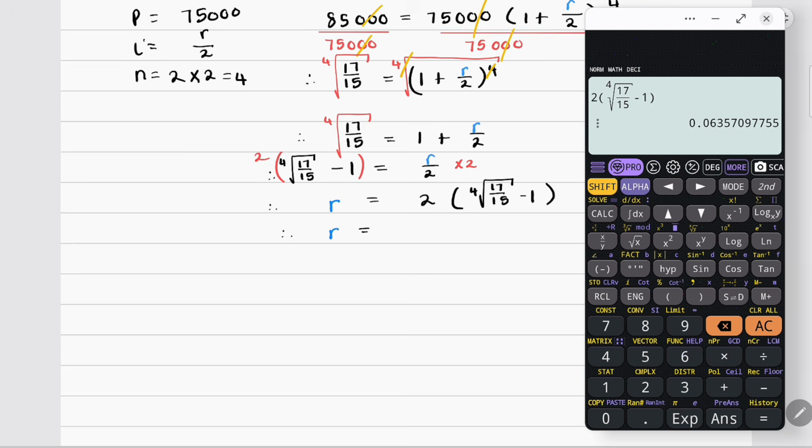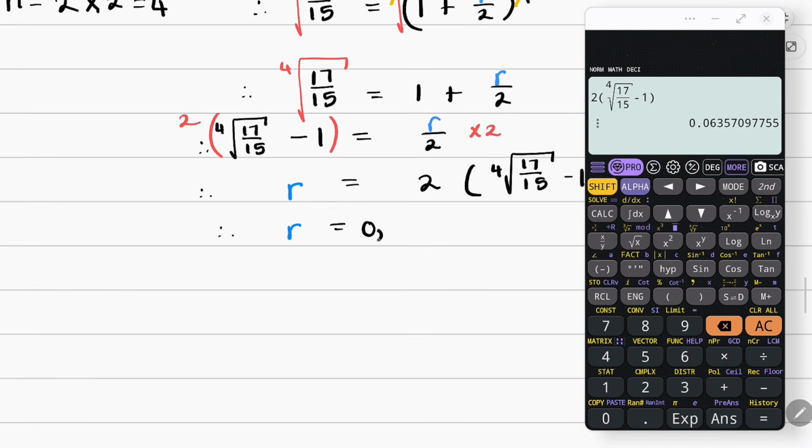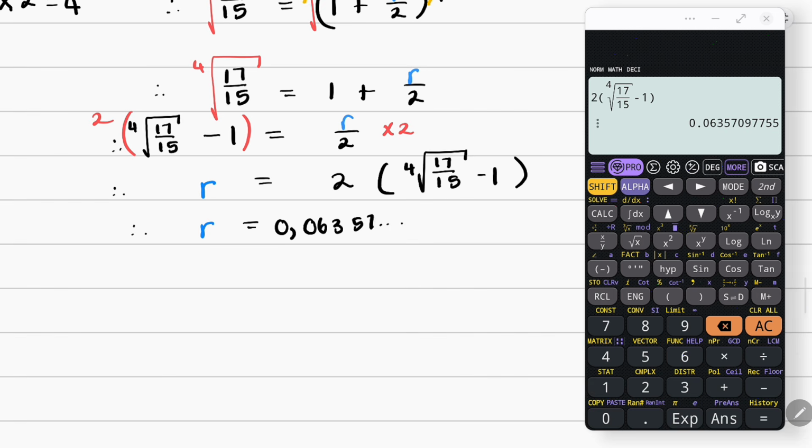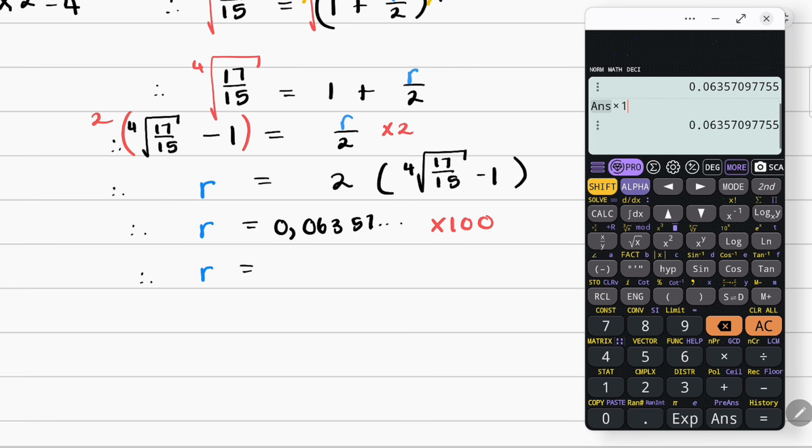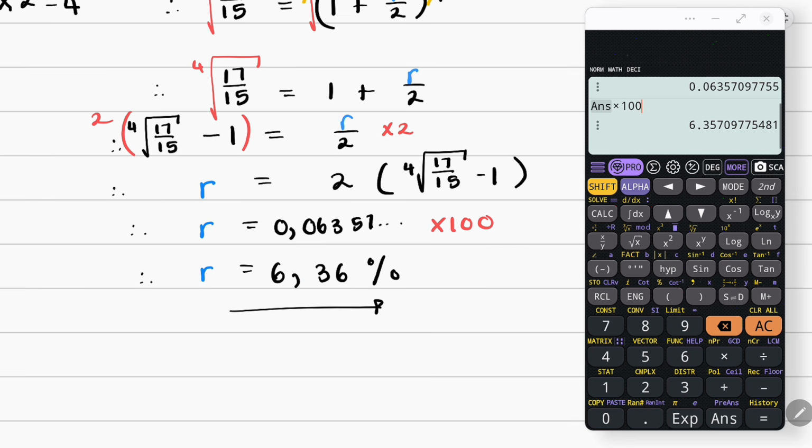Okay, and when you press SD, this is what we get: 0.06357, not rounding off yet. And then you need to multiply this by 100 so that it is expressed as a rate. So R is finally equal to, if you take all of that and you just say times 100, you simply get 6.3, and the 7 is going to round the 5 up to a 6. So 6.36%, and that is our answer.